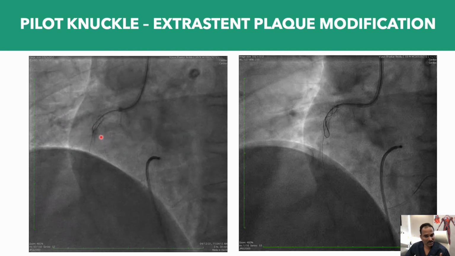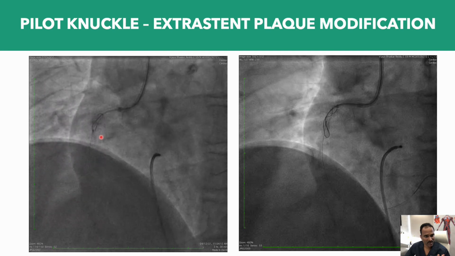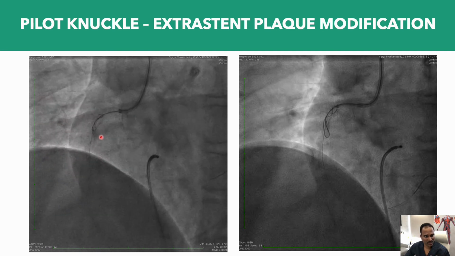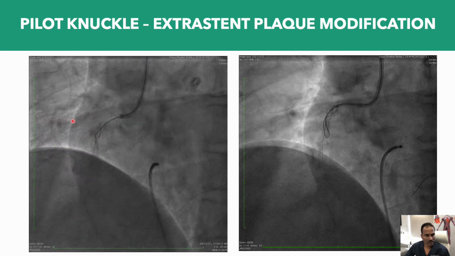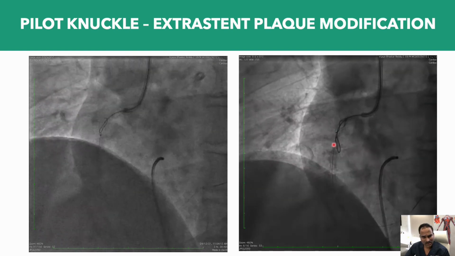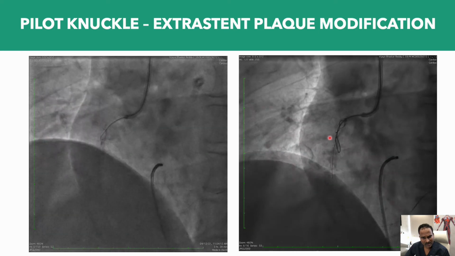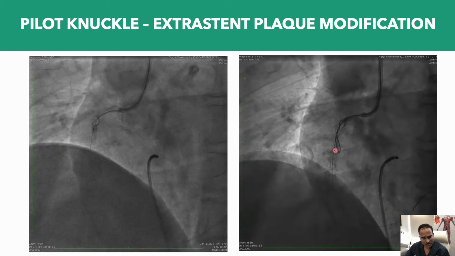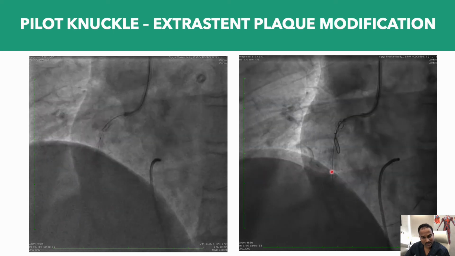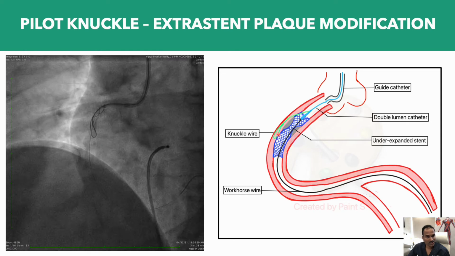When you are advancing the wire into the subintimal extra stent space, make sure you are visualizing it in two orthogonal views, and then we further advance that knuckle till the distal end of the stent under expansion. Don't advance the knuckle beyond the stent distal edge. That is very important. You can see here we represented it in a graphic.